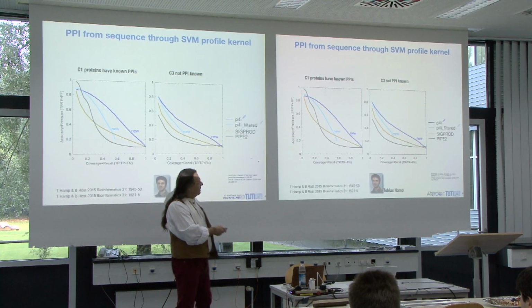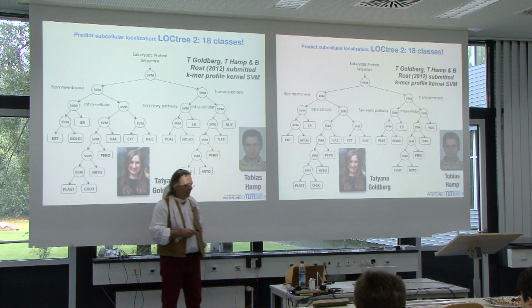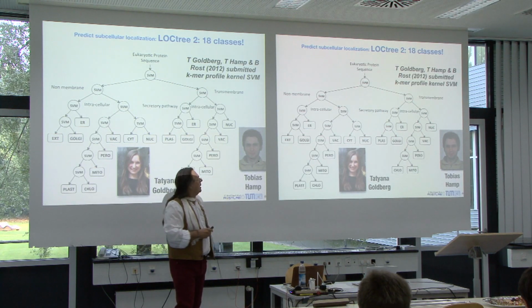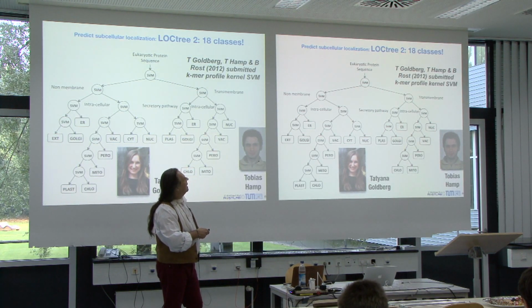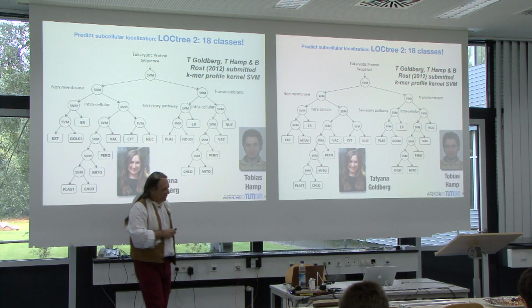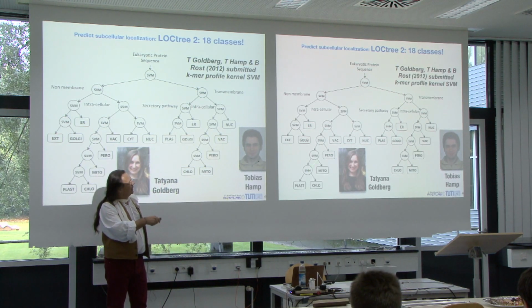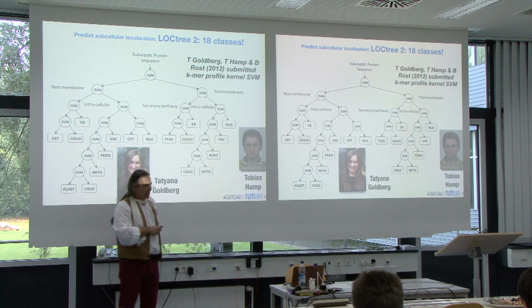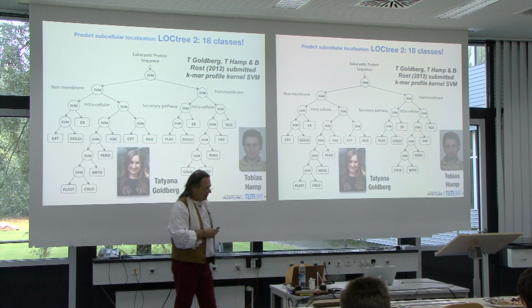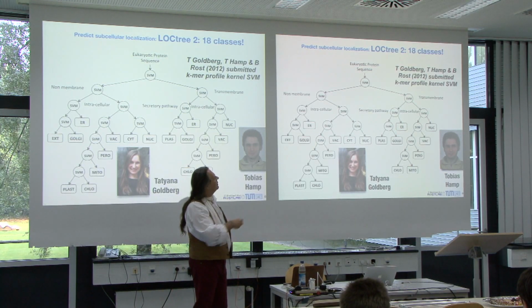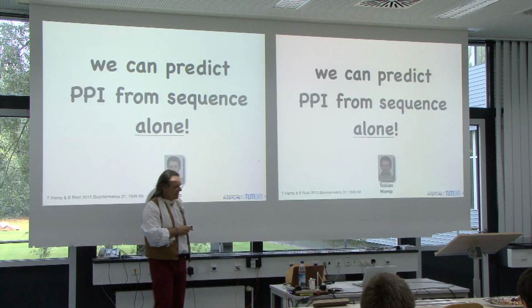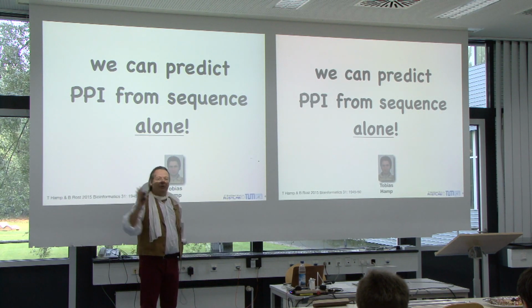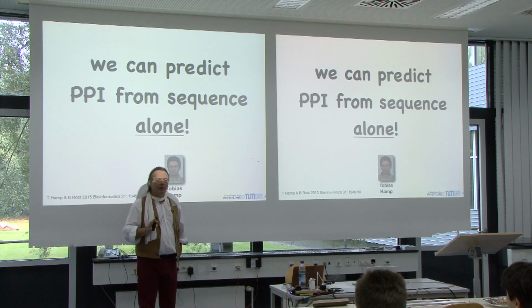Now, there is a method, and it comes from Tobias Hamp, and all of this analysis comes from Tobias Hamp. One important aspect is that underneath, we have a method from Tanya and Tobias that predicts subcellular localization for eukaryotic proteins at a relatively high level of accuracy using profile kernel SVMs. So we can predict protein-protein interactions from sequence. Not very accurate, but it's the most accurate thing that you can have for this.